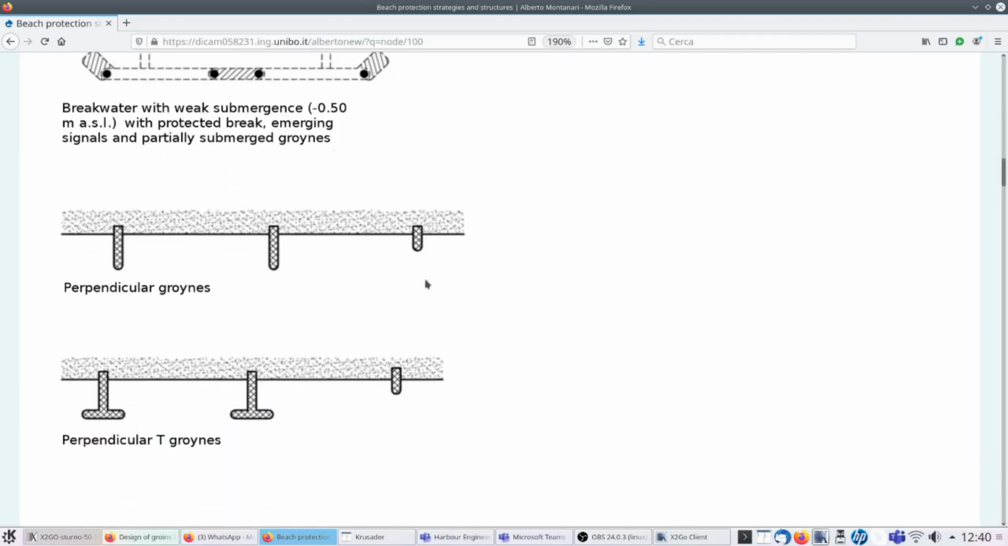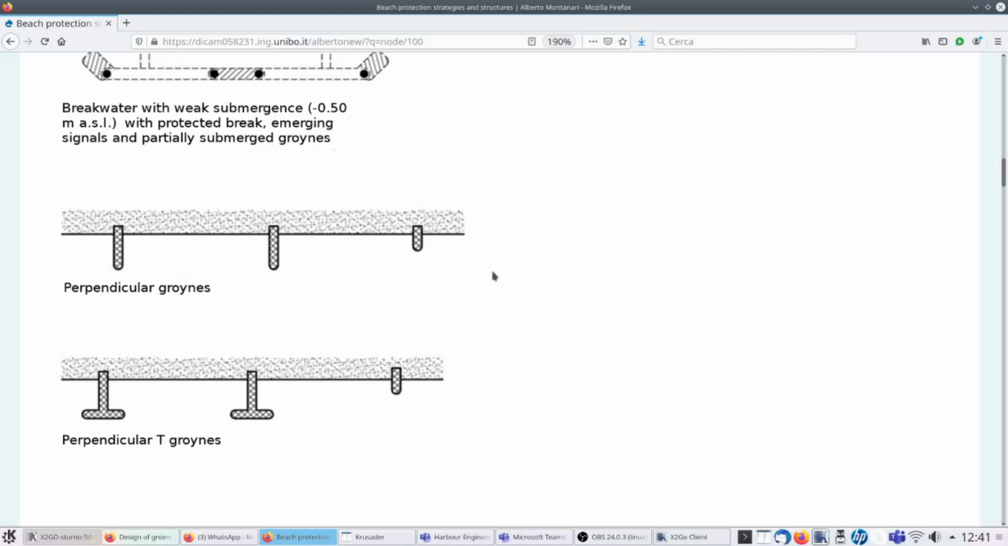You have an example here of perpendicular groins. Remember that groins favor the accretion of the beach on the part that is exposed to currents. I can't remember there is a term, but I will remember it later. But the part from which the current comes from accretes. There is accretion there, and there is erosion downstream of the current or waves.